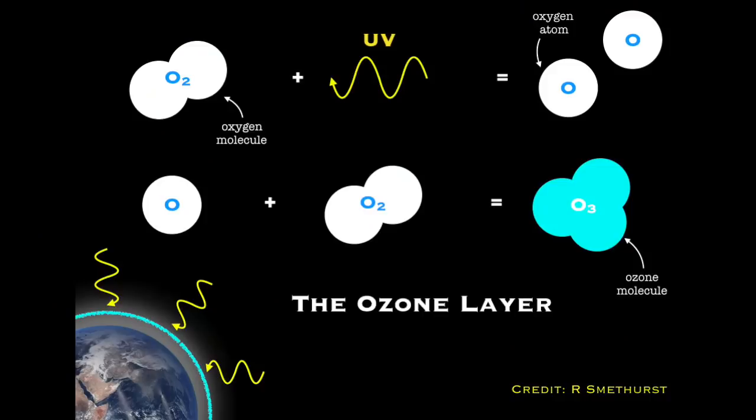So ozone is O3, so three atoms of oxygen, unlike O2, which is the molecular oxygen that we breathe. It's created when UV light hits a molecule of oxygen and dissociates it, so it makes the atoms split apart, so they're just O and not O2, and then eventually three of those separate O atoms can come together and form O3.